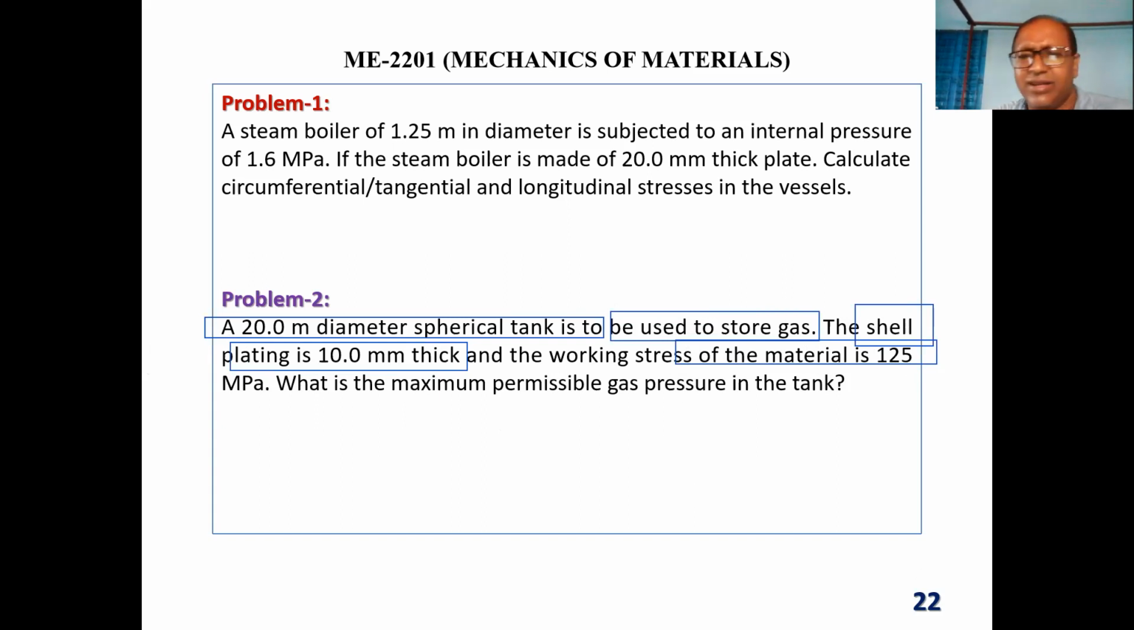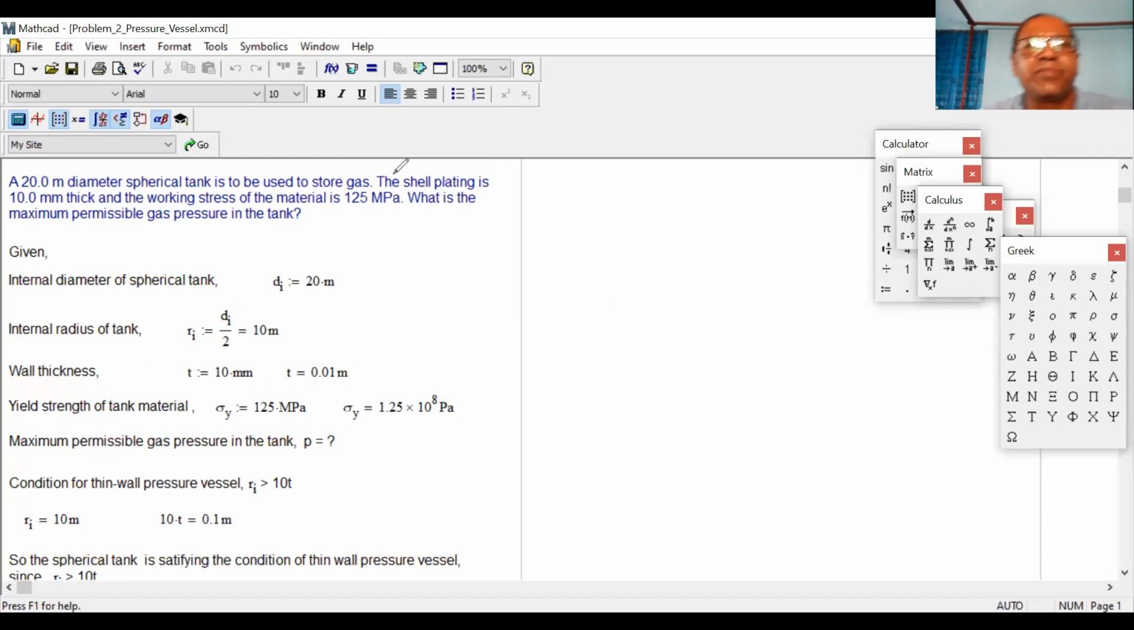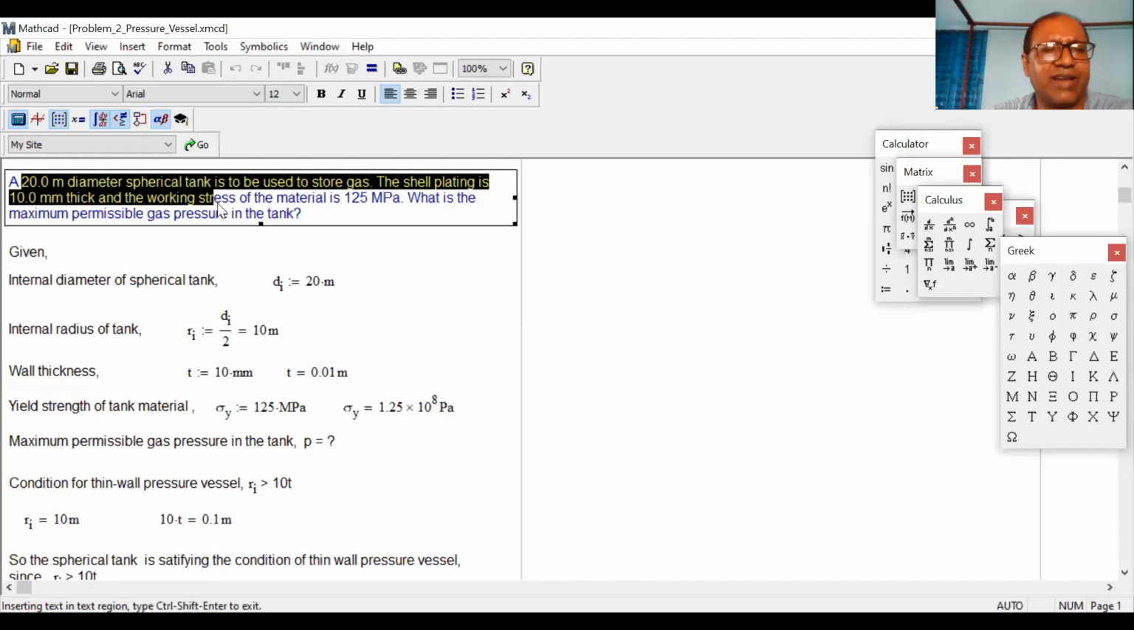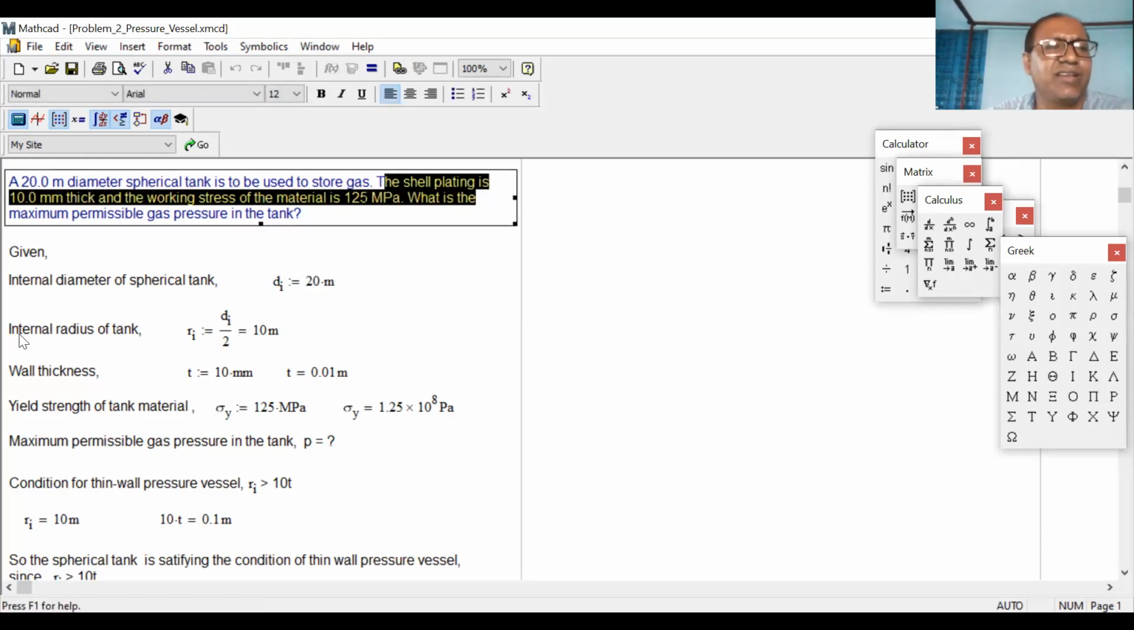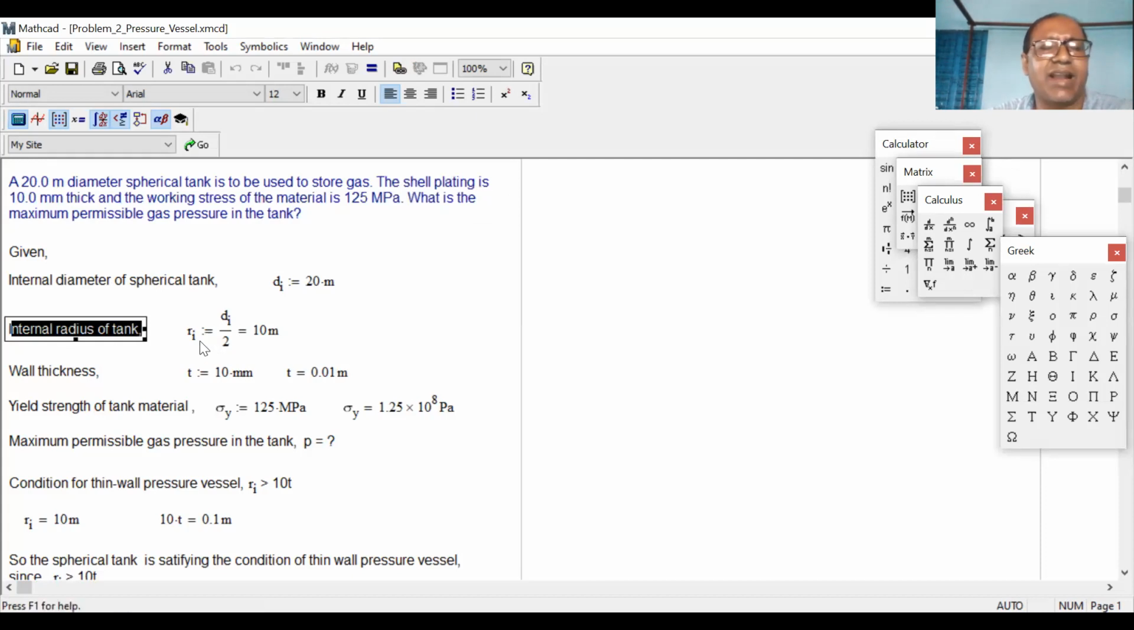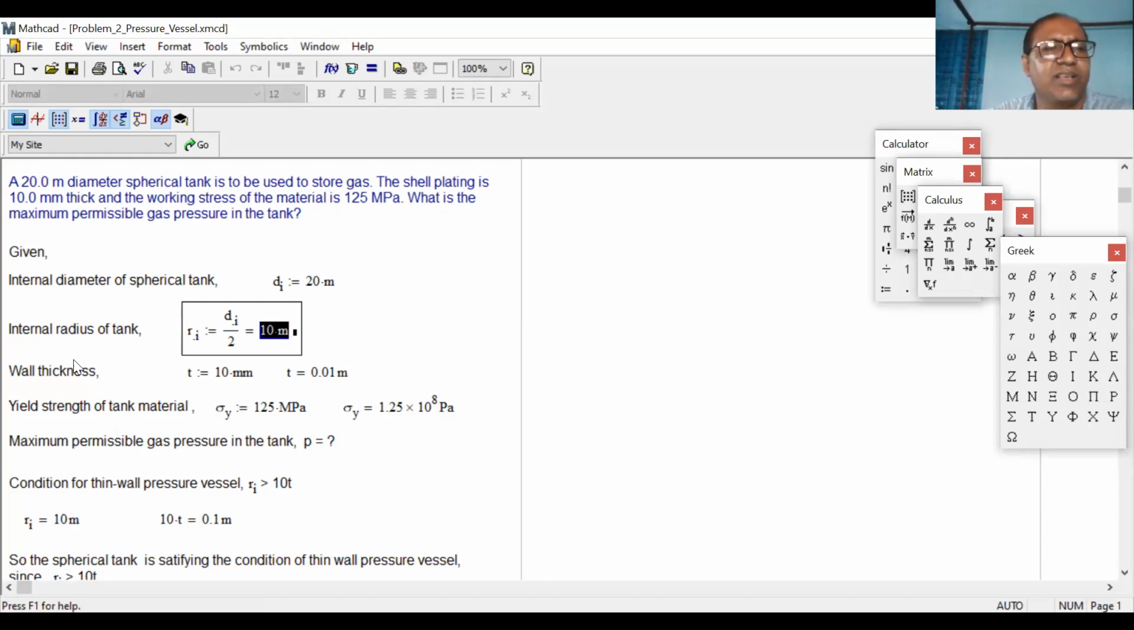I can share this one. Okay. This one is problem 2. So you see 20 millimeter diameter spherical pressure tank. So you write down internal diameter of the tank Di equal to 20 millimeter. Shell plating thickness 10 millimeter. Internal radius of the tank Ri equal to Di by 2 equal to 10 meter. Wall thickness 10 millimeter, so T equal to 10 millimeter. Convert in meter.